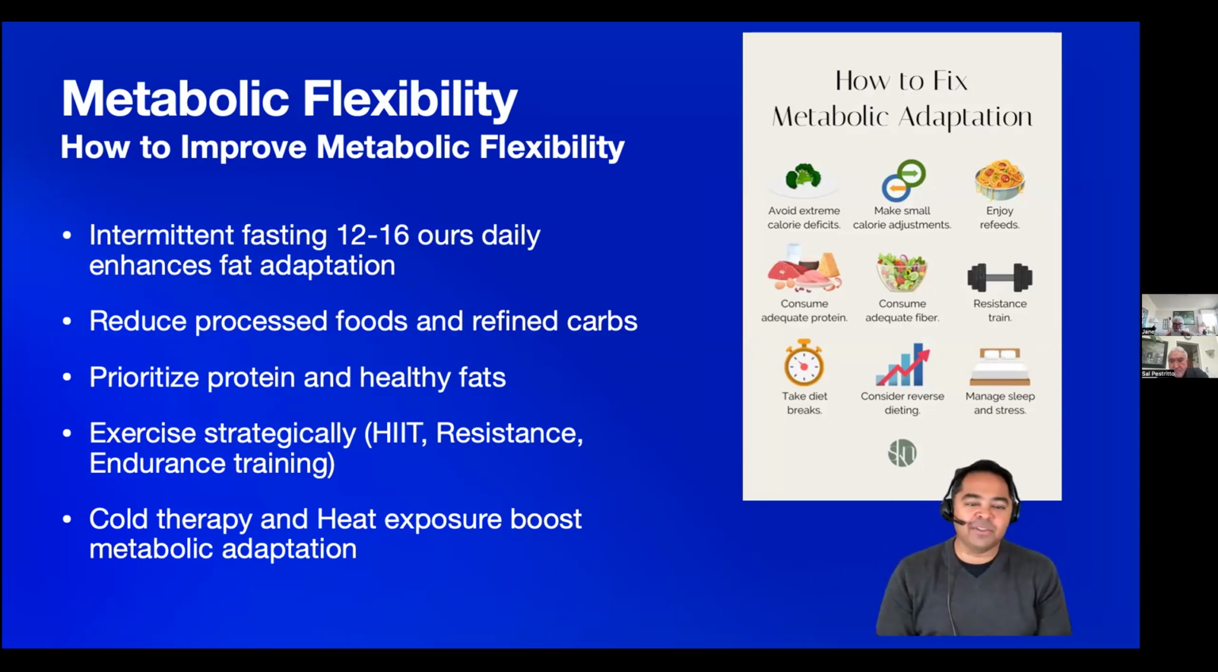Number one, as we've talked about several times here, intermittent fasting, 12 to 16 hours daily, enhances fat adaptation. Reduce processed foods and refined carbs. Remember, that's the fuel that pushes that fuel gauge towards glucose metabolism and away from fat metabolism. So as you reduce processed foods, you're slowly over time going to return your body's ability to ping pong back and forth between using fat and using carbs.